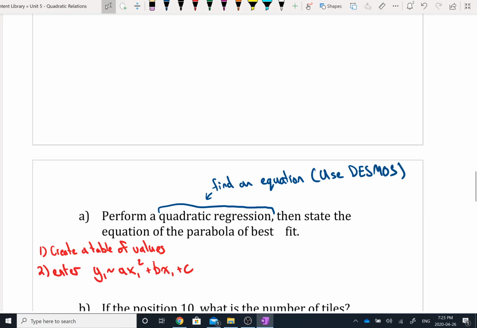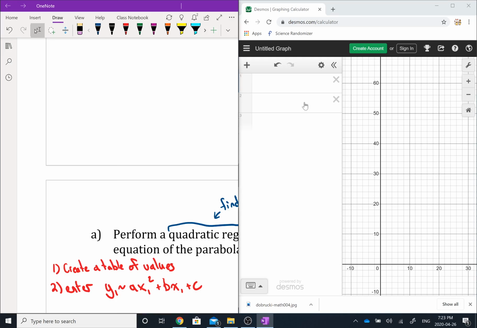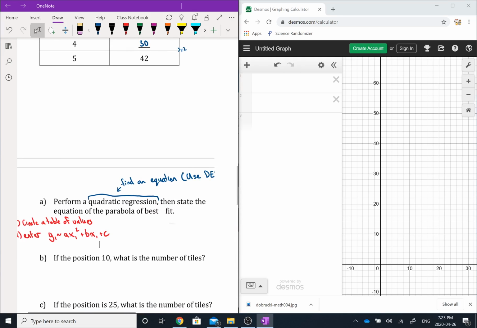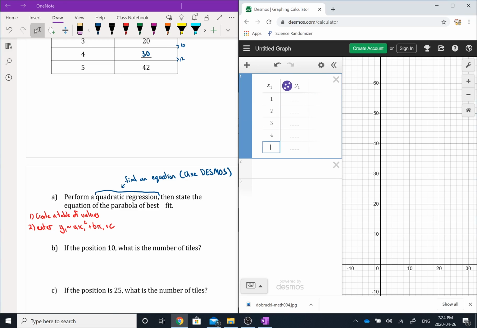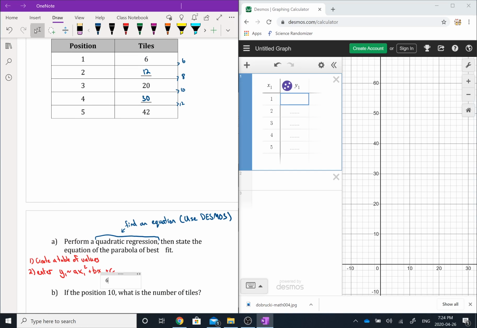So let's set this up. We're going to create 2 windows now. We already have Desmos open. What we're going to do is create our table of values. So I go to plus, add a table, and I'm just going to enter my table of values. The x values were 1, 2, 3, 4, 5. The y values were 6, 12, 20, 30, and 42. And you see that it starts to graph those points.